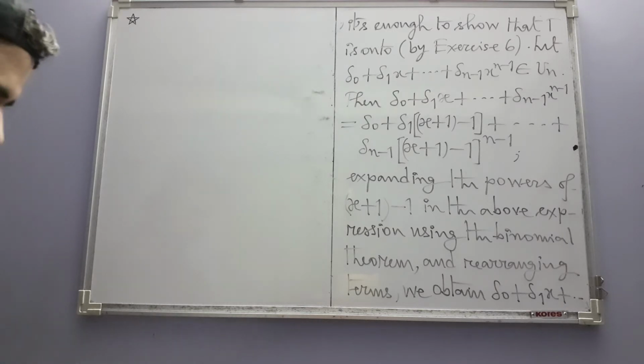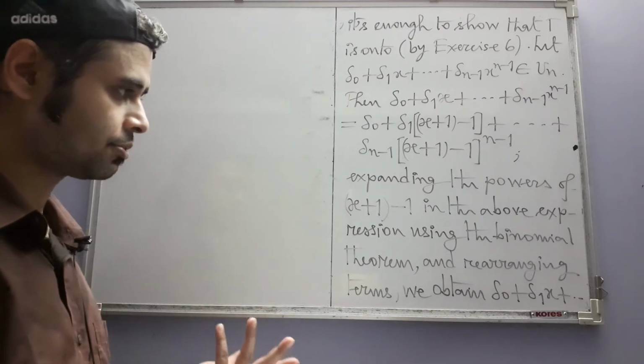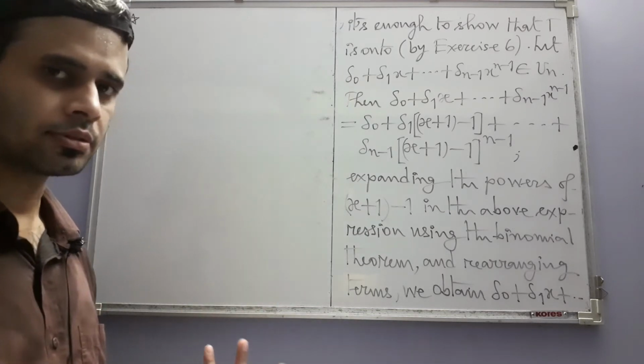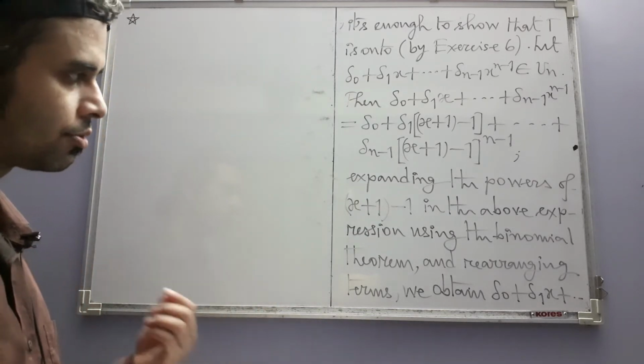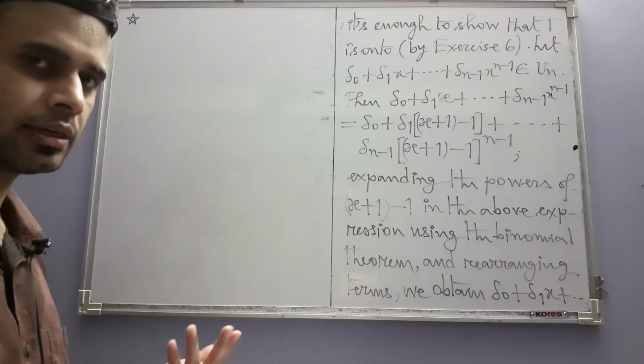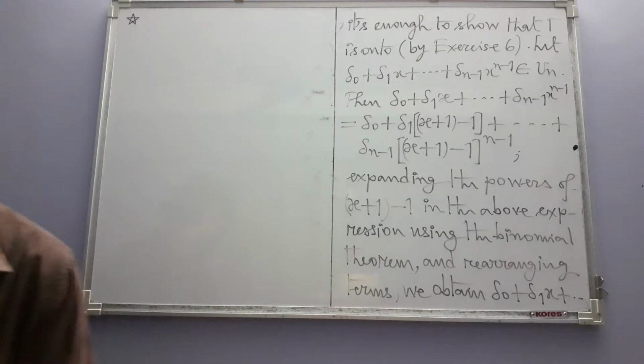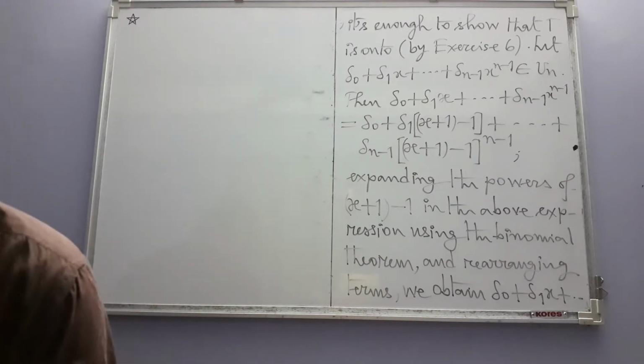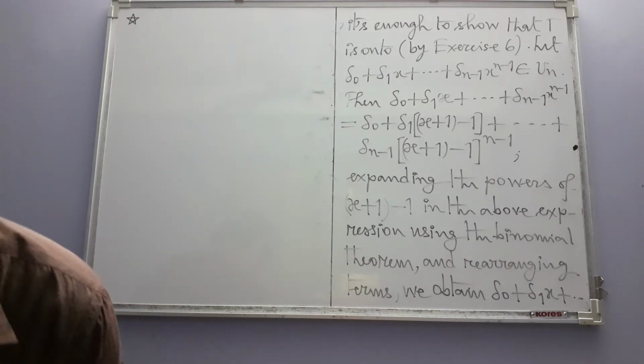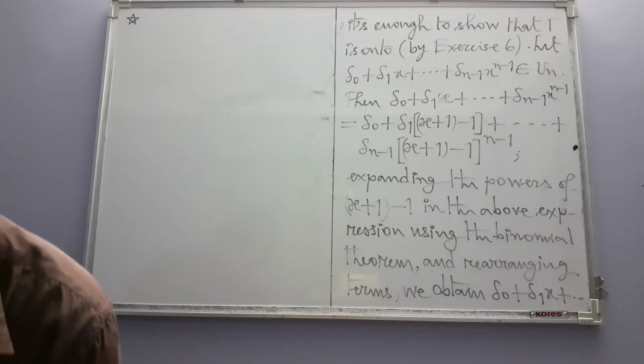So that's what we wanted to show. Now that we have shown T is onto, so automatically T will also be 1 to 1, and hence it will be an isomorphism of Un onto Un. Now before we proceed, let me just use some more ink.